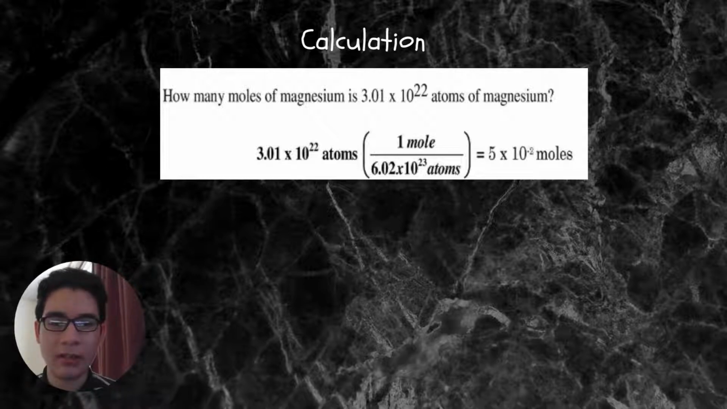How many moles of magnesium are in 3.01 times 10 to the power of 22 atoms of magnesium? As we saw in the previous slides, I have shown you how we can determine the number of moles by just being given atoms. So it says here 3.01 times 10 to the power 22 atoms. You have to multiply it by 1 mole over 6.02 times 10 to the power of 23 atoms. We get 5 times 10 to the power of negative 2 moles. So that's how you calculate it. But this is only one example. You can find many examples available on the internet.